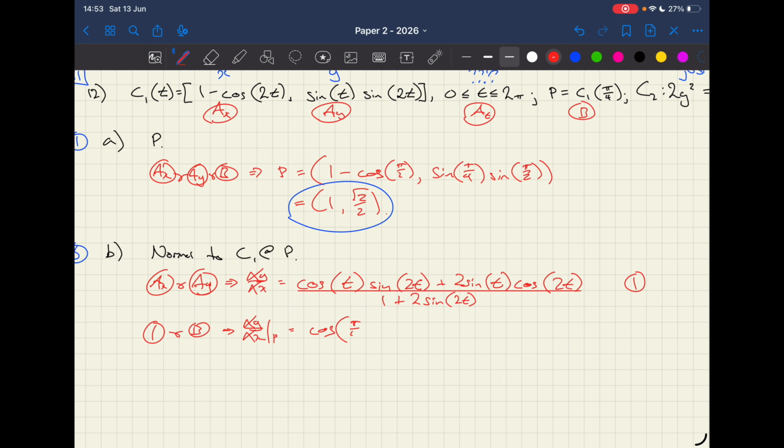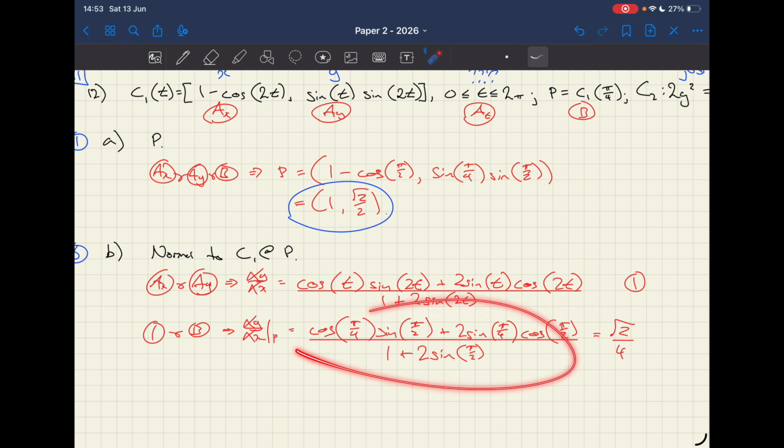Cos pi on 4, sine of 2 times that, so pi on 2, plus 2 sine of pi on 4, cos of double that, so pi on 2. Again, all over 1 plus 2 sine of the doubled, so pi on 2. That looks good. We plug that all in the calculator and we get some number out. What number do we get out? We get root 2 on 4.